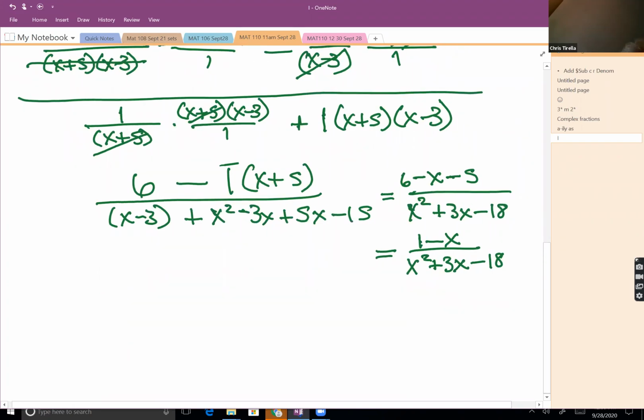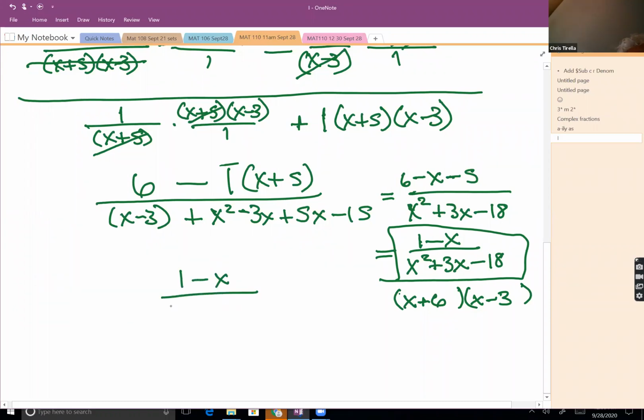And I think the denominator factors. Let's see. I have a question. Where is the 1 minus x coming from? Oh, is that when you added 6 and 5 in the numerator? Okay. Combining like terms. Good question. Thank you for asking. The denominator would factor into x plus 6 times x minus 3. And I don't see any common factors. So we could leave it here, or we could leave it as 1 minus x over x plus 6, x minus 3. In my mind, either one of those would be acceptable.